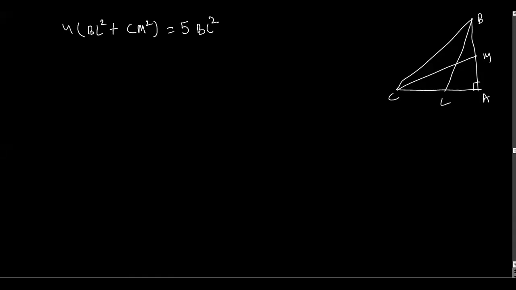What you need to do is prove that 4(BL square plus CM square) is equal to 5 BC square. How will you be able to prove this? Do you have any idea?